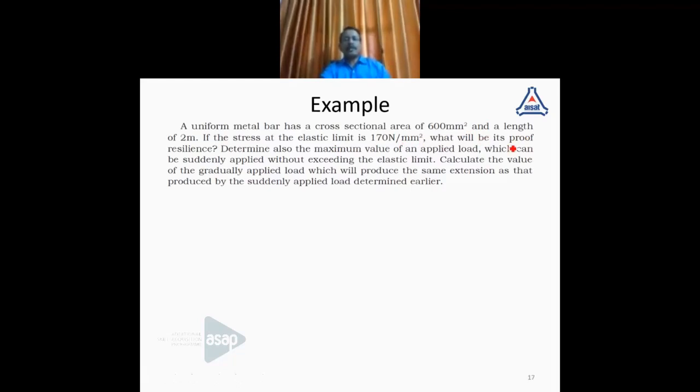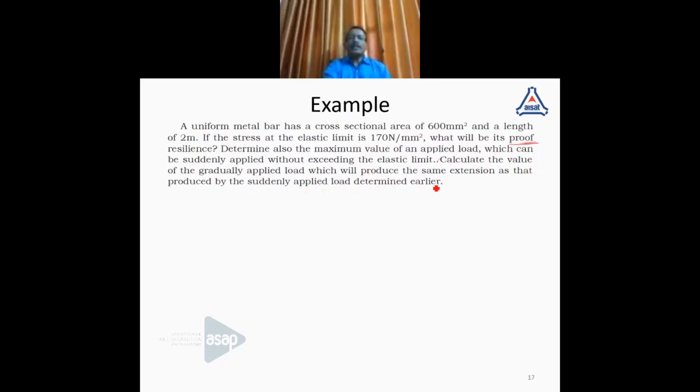Proof resilience, you can take it as resilience. Determine also the maximum value of an applied load which can be suddenly applied without exceeding the elastic limit. Calculate the value of the gradually applied load which will produce the same extension as that produced by the suddenly applied load determined earlier.